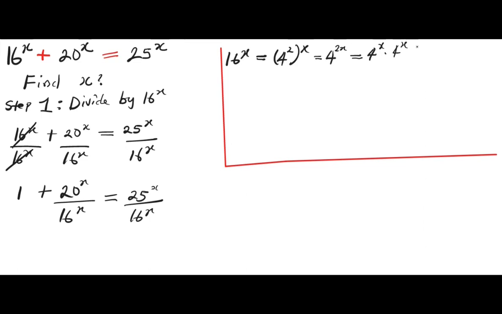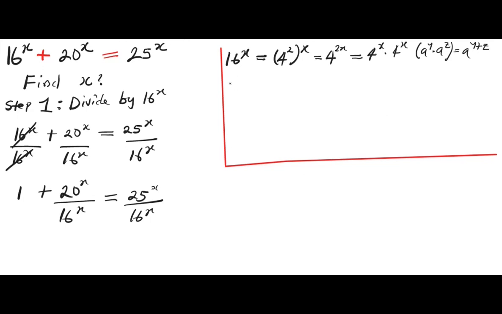Because from your law of indices, a raised to the power of y times a raised to the power of z equals a raised to the power of y plus z, okay? That is what we are using here. So if you take this base, that is 4, you can easily add the powers, that is x plus x, and you're going to have 4 raised to the power of 2x, okay? Now that's that for 16 raised to the power of x, okay?